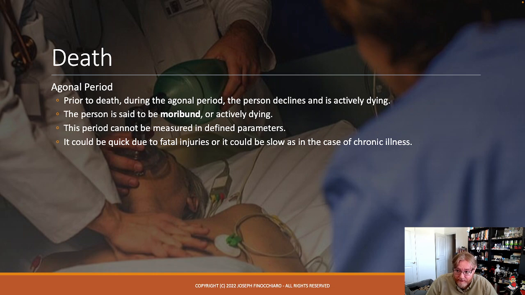So the agonal period. Prior to death, during the agonal period, the person declines and is actively dying. This person is said to be moribund, or actively dying. Important definition there. This period cannot be measured in defined parameters. It could be quick due to fatal injuries, or it could be slow, as in the case of chronic illness.